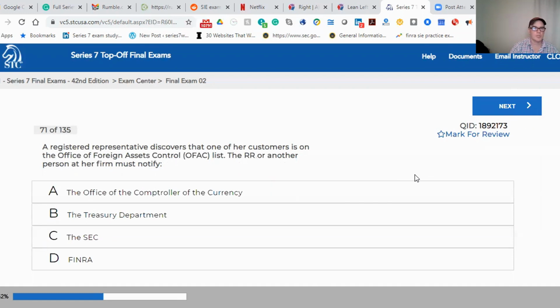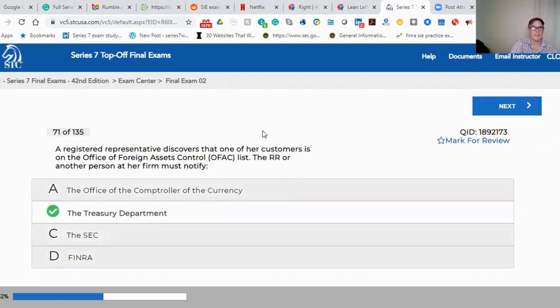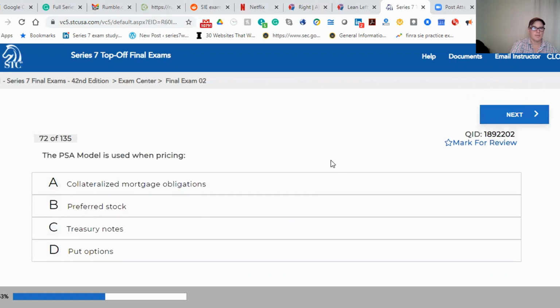Okay. A registered rep discovers that one of her customers is on the OFAC list. The RR and the firm must notify... Oh, I think it's the Treasury. Good. Okay. Let's go to 75.